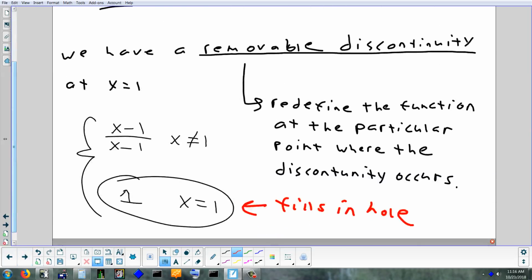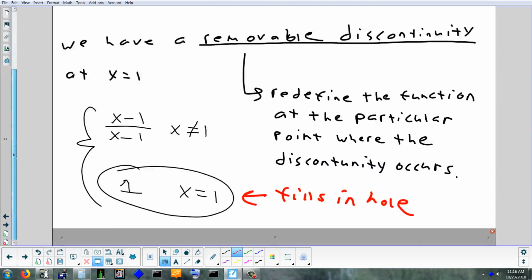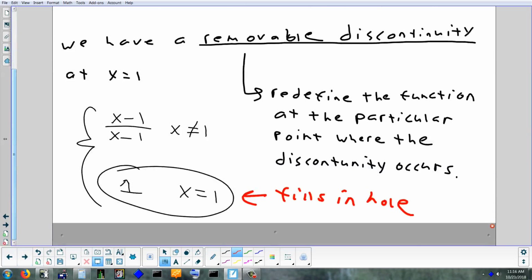So a hole is called a removable discontinuity. If you have an asymptote, that's not as easy to fix. There's no easy way to make that a connected function because the graph has that crazy curve to it. So it's not like you could just fix one little dot and it would make it connect. It's asymptotes you can't really fix. But small holes, you can just redefine the function at that one value.